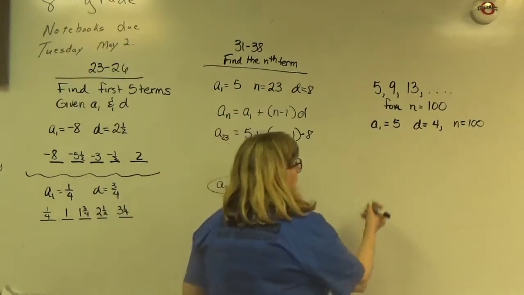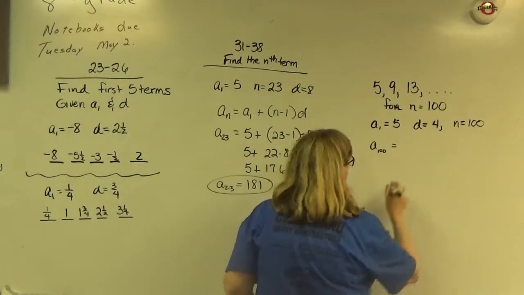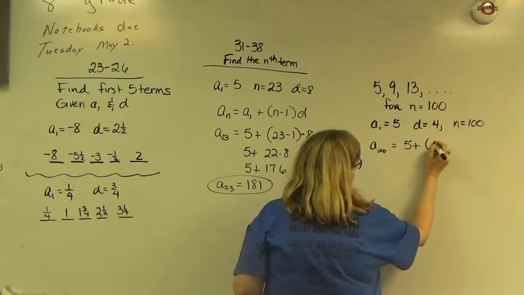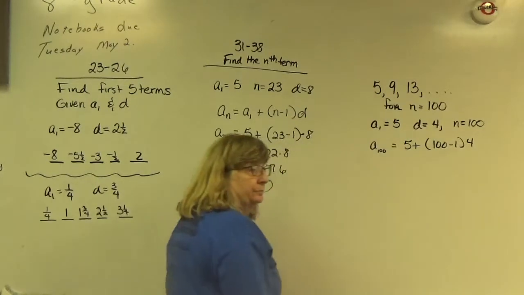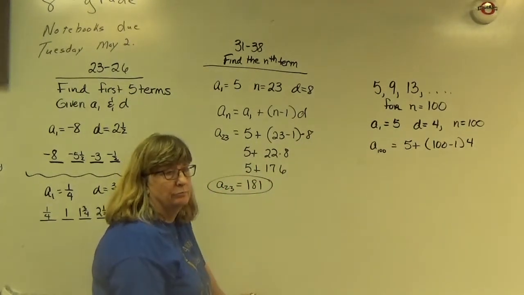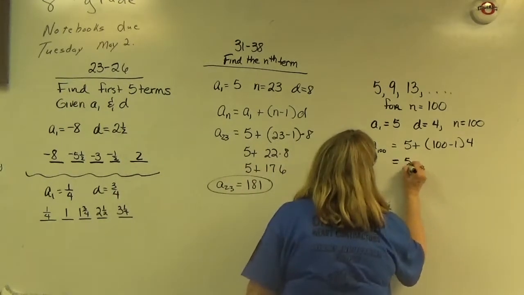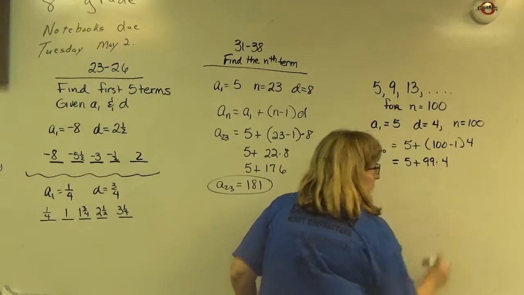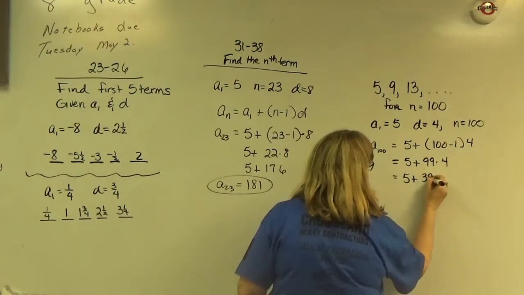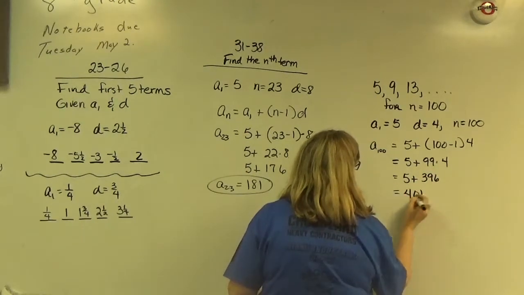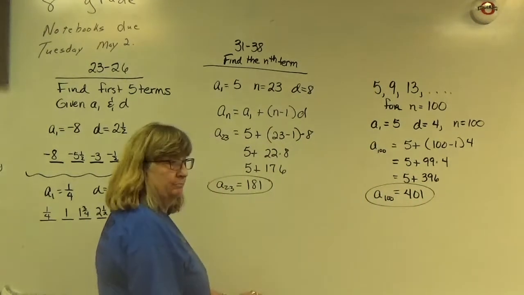Okay, so this would be a sub 100 equals, what's my first term? Plus how many terms are involved, 100, times what's the difference? 4. Okay, what do you have to do first? Parentheses. So 100 minus 1 is 99. 99 times 4 is 396. So 401 is our 100th term.